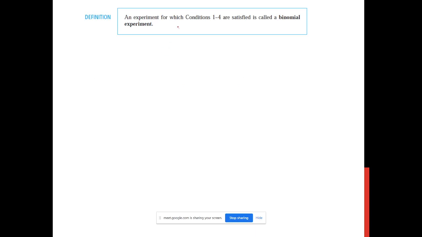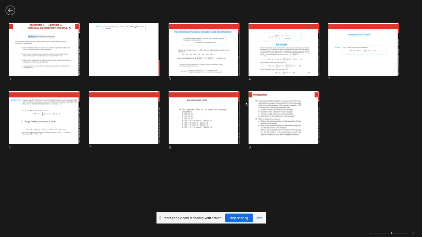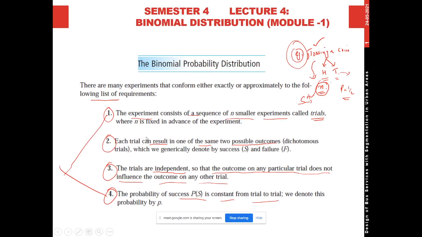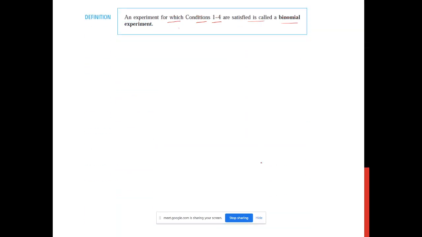Now we will define what a binomial distribution is. An experiment for which the four conditions hold is called a binomial experiment. What are the conditions? The experiment must consist of n trials; each trial can result in only two possible outcomes, which we call success and failure; the trials are independent; and the probability of success is always constant. Such an experiment is called a binomial experiment.